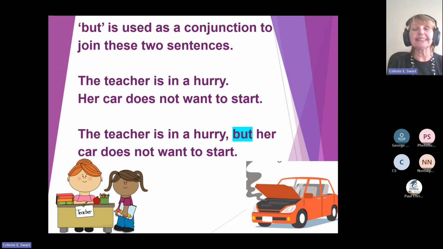So if you're given a sentence like the teacher is in a hurry, the teacher's car does not want to start, then you could say the teacher is in a hurry, but her car does not want to start. Or the teacher is in a hurry, but his car does not want to start. In this case, the pronoun has identified the teacher as female. If they'd said Mrs. Swart is in a hurry, but her car does not want to start, then you'd also know I'm female. I'm a woman, so I use the pronoun her or she.